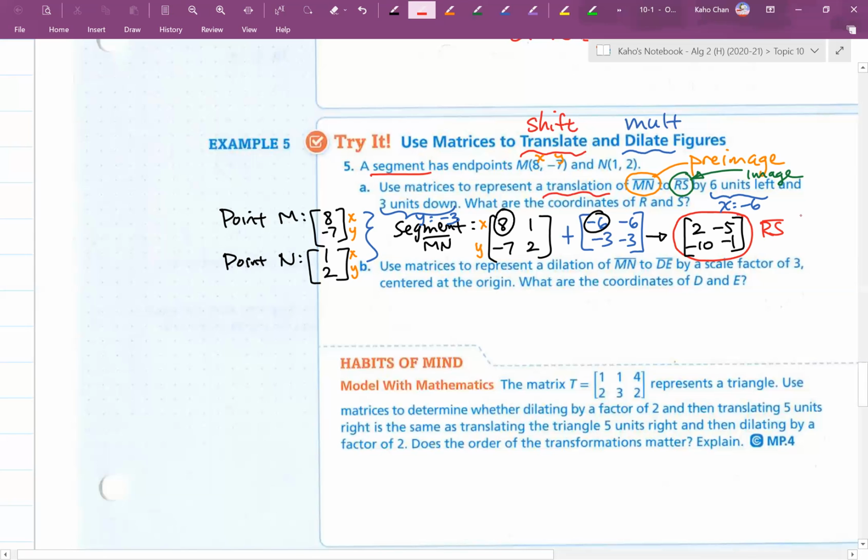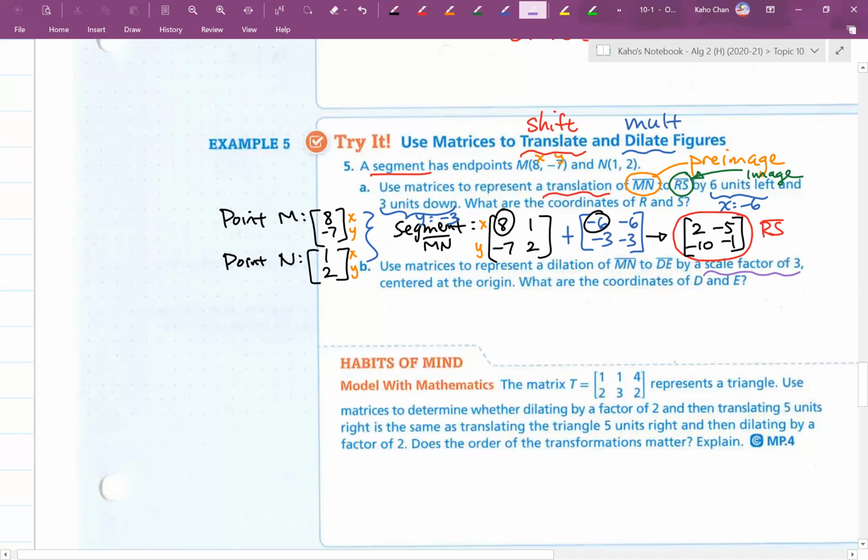Letter B, we're going to try dilating. Dilating is basically multiplying by, in this case, let's see, use matrices to represent a dilation of MN to DE, by a scale factor of 3. Oh, we're just multiplying by 3. That's all we're doing. We're multiplying by 3. Centered at the origin. What are the coordinates of DE? So let's just represent that.